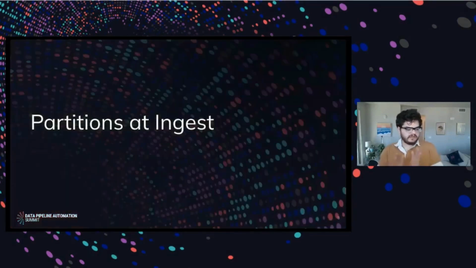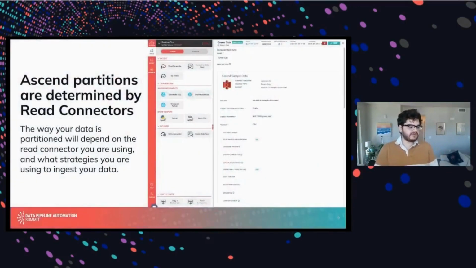Okay. So now that we have an understanding of generally what partitions are within Ascend, we can take it all the way to the beginning of your pipelines and figure out how partitions work at ingest. This is important because the way you read your data in, like the type of read connector you're using or the strategies within that read connector, will determine what your partitioning starts off as. And obviously downstream, you can repartition, we'll get to that. But this really forms the basis of your pipeline's partitioning.